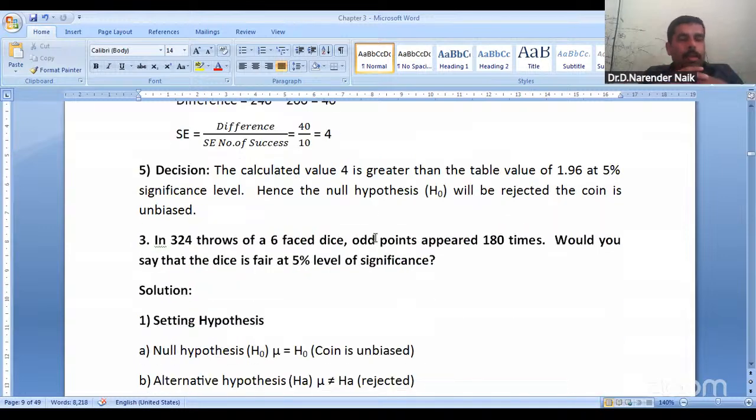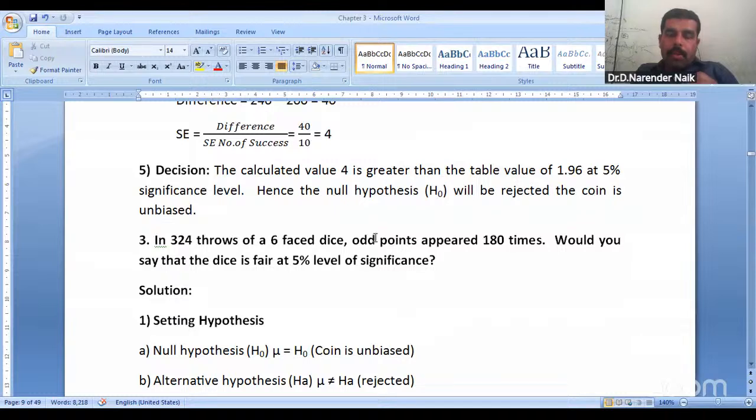So, in 324 throws of a 6-faced dice, odd points appeared 180 times. Would you say that the dice is fair at a 5% level of significance? See, 324 throws of a 6-faced dice. This problem is also the same. We need to identify very clearly. See, 324 throws, 6-faced dice, odd points appeared 180 times.